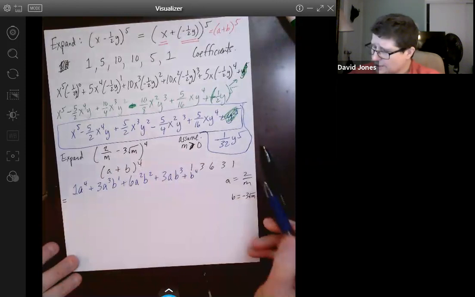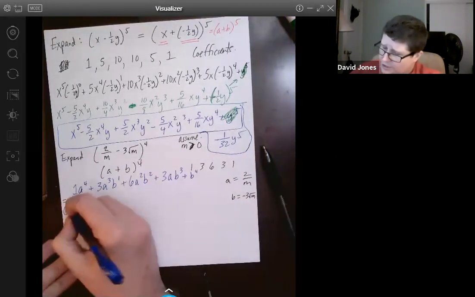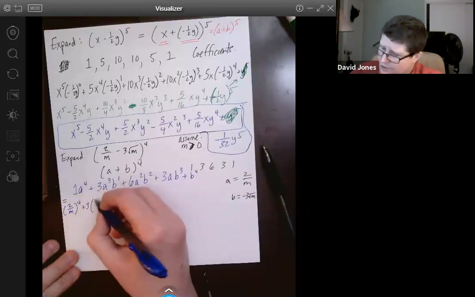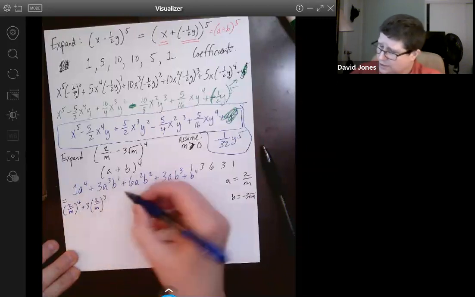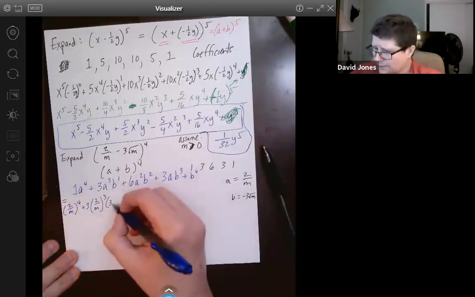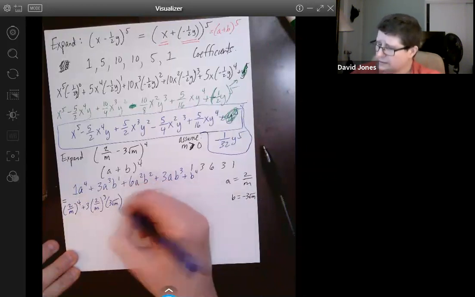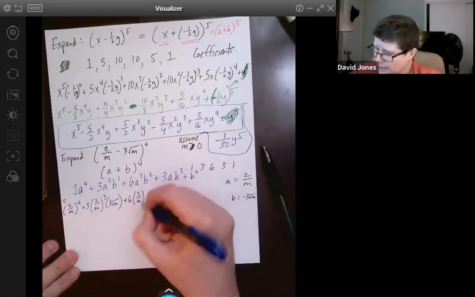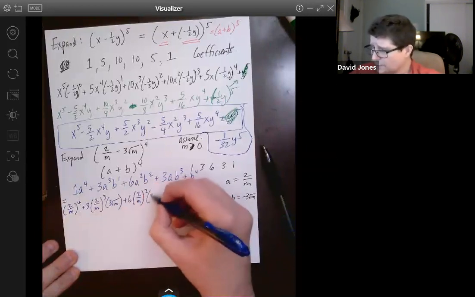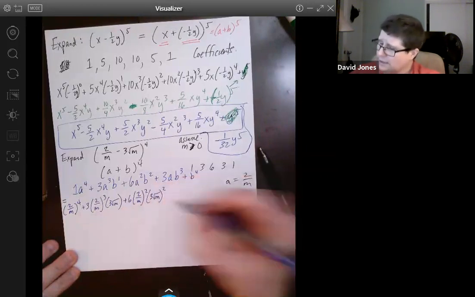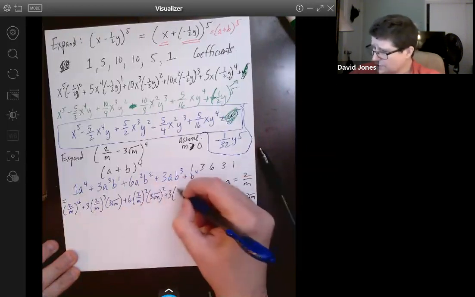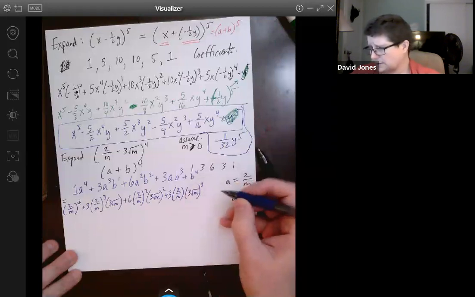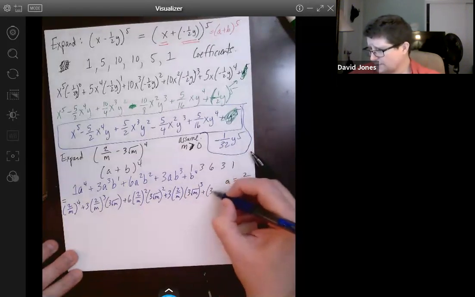Now let's plug in our a's and our b's. I've got 2 over m to the 4th power plus 4 times 2 over m cubed times 3 root m, plus 6 times 2 over m squared times 3 root m squared, plus 4 times 2 over m times 3 root m cubed, plus 3 root m to the 4th.